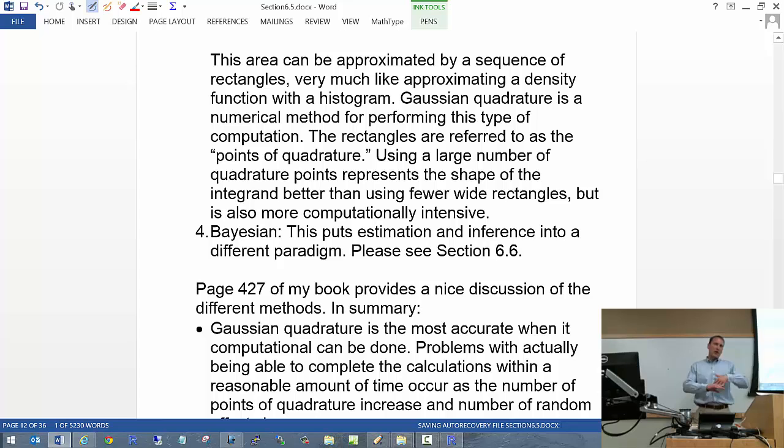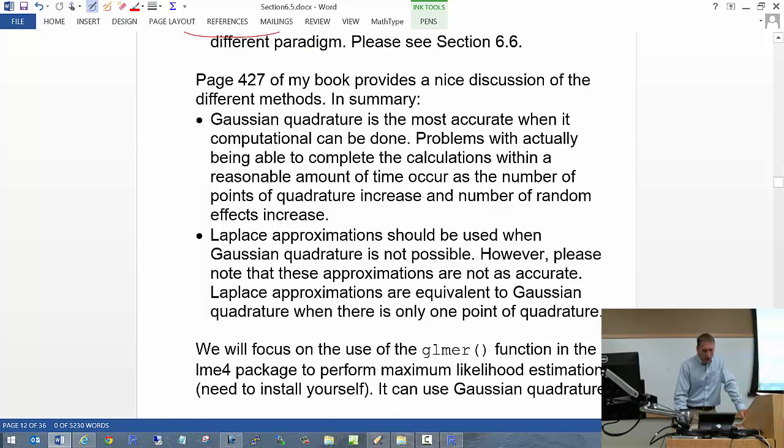Another approach is that you could put this onto what's called a Bayesian framework, and you can see that in section 6.6 if you're interested. So overall, of those first three, Gaussian quadrature is the best. The problem is it's more difficult to do, and in fact, the main function that we're going to look at in R that does it, Gaussian quadrature can only be done if you only have one random effect. When you have more than one, go to a Laplace approximation. Interestingly, a Laplace approximation is equivalent to Gaussian quadrature if you have, you can say, one of those rectangles. Each of those rectangles in a Gaussian quadrature is called a point of quadrature, just some terminology.